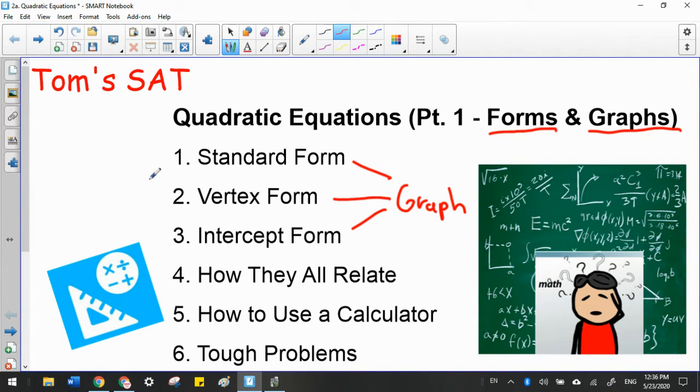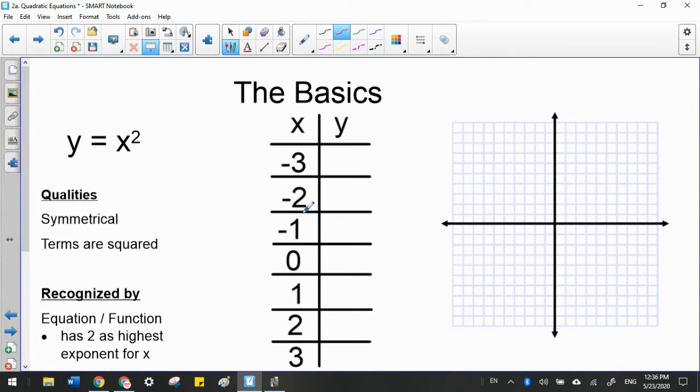So first things first, let's learn the basics of a quadratic equation. We're going to experiment with y equals x squared here, and I have a table of x and y values that we're about to find. First, let's plug in 0. If I want to plug in an x value, remember to put it in parentheses, and then we square.